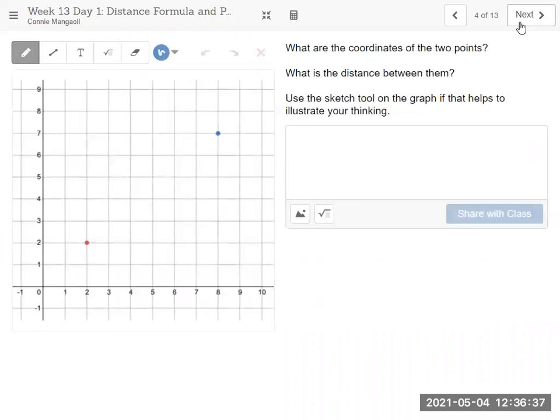Slide number 4, it's neither horizontal nor vertical, right? It's diagonal from each other. All right. Do you have any idea on how we can find the distance between these two points?